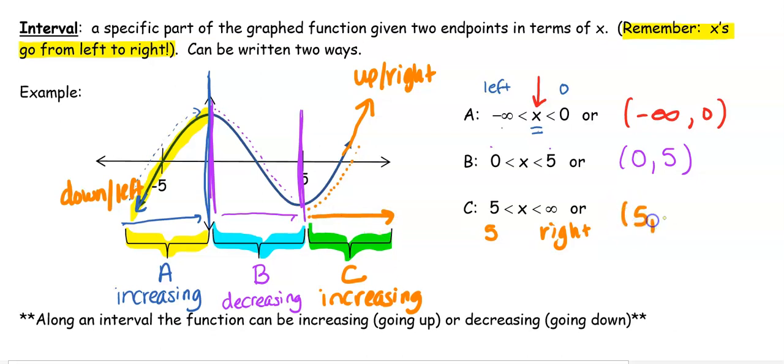My other way to write this is like that. Again, I like the first way because it reminds me I'm looking at x's. It's reminding me to follow my graph left to right. That's the movement I'm looking at. I don't care if it's my arrow's going up or my arrow's going down. I'm reading my graph left to right. Some people like the second way because it's shorter, but I think it can be more confusing.